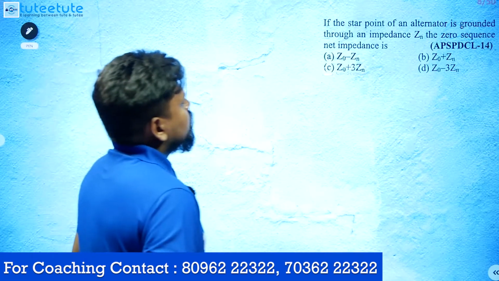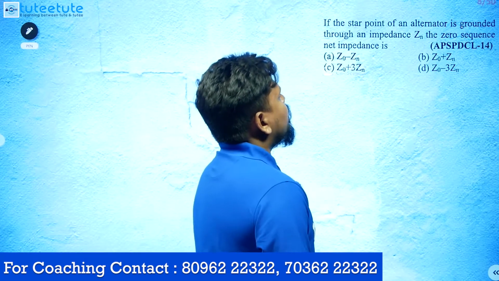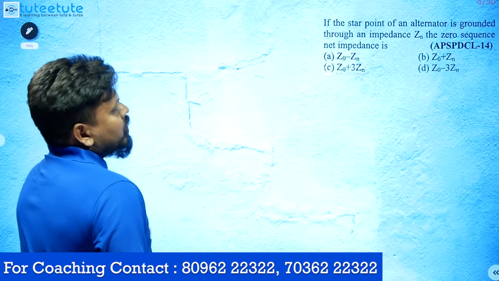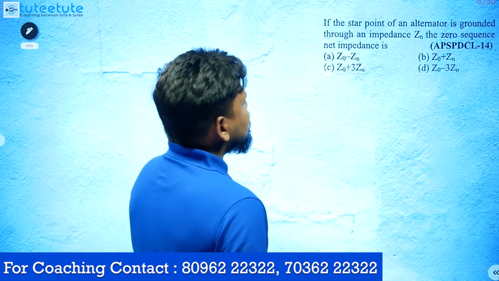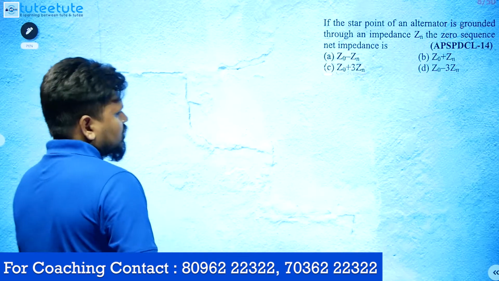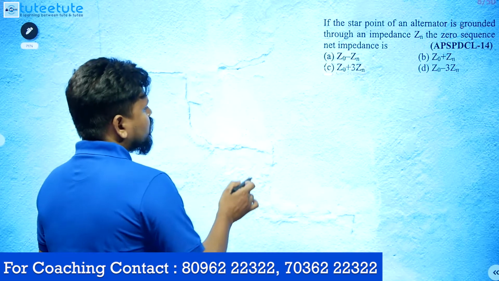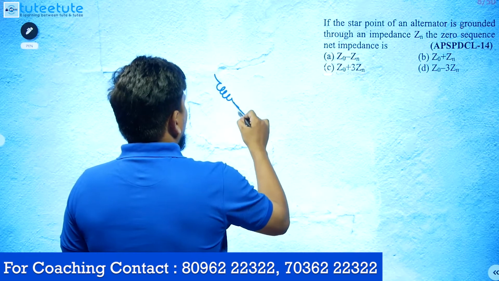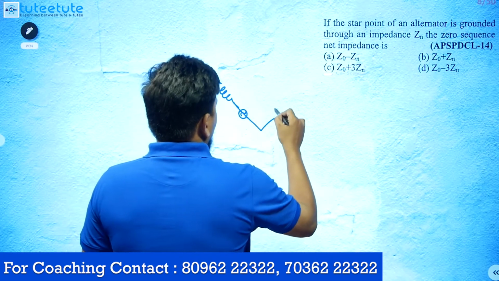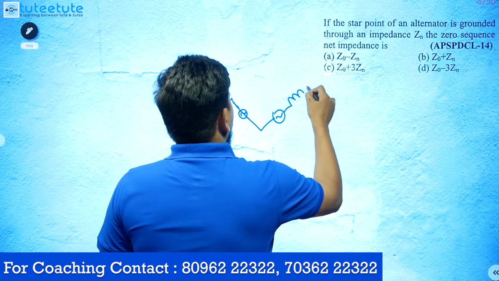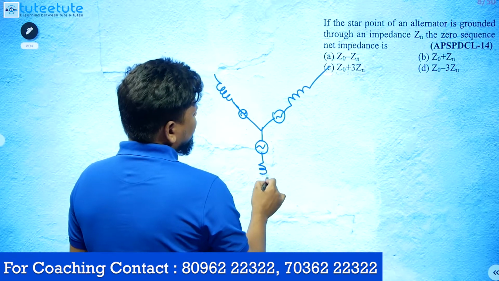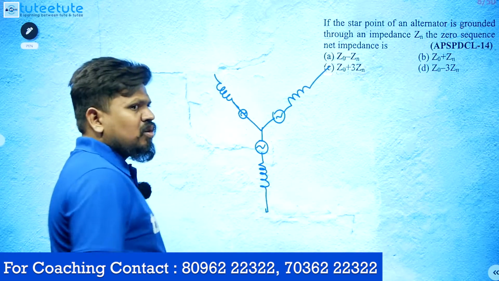Next one: if the star point of an alternator is grounded through an impedance Zn, the zero sequence net impedance is. We have to answer this model of question directly. What they have given is a star connected generator. If you have already done the fault analysis, you will be able to answer this question without any analysis.